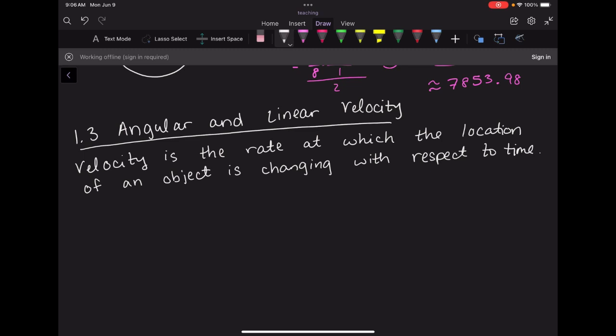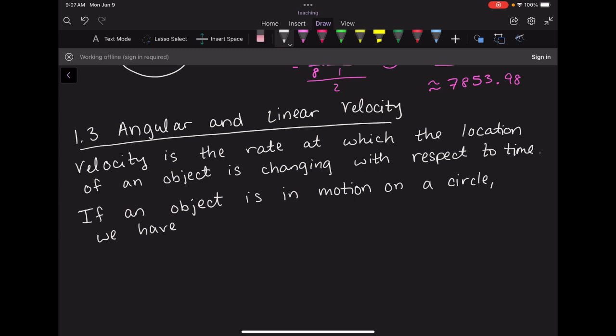Now, if that object is in motion on a circle, we have two types of velocity. We say we have angular velocity and we have linear velocity. So let me go ahead and write that for us. If an object is in motion on a circle, we have angular and linear velocity.